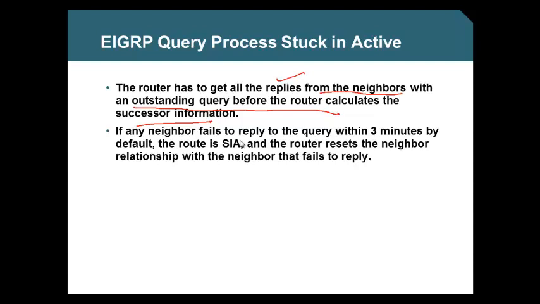They all will send an acknowledgement, but they may not be able to reply because they may not know about the destination for which it is queried. So when they don't respond, this router cannot decide on a successor till all 10 respond. Even if one doesn't respond, it cannot decide. In order to calculate the new path, it needs a response from every neighbor to which the query has been sent.